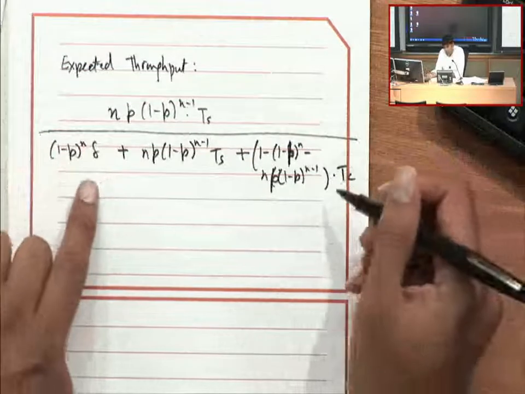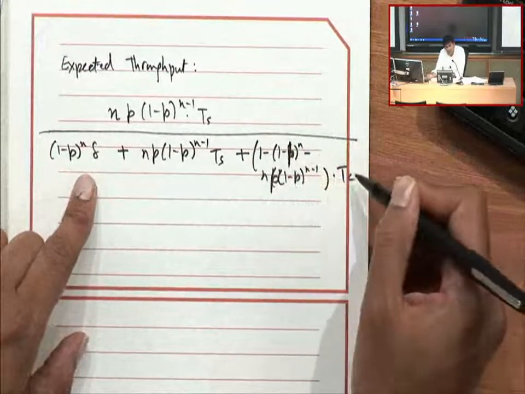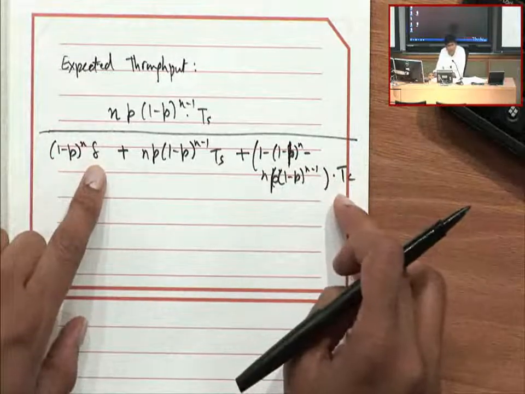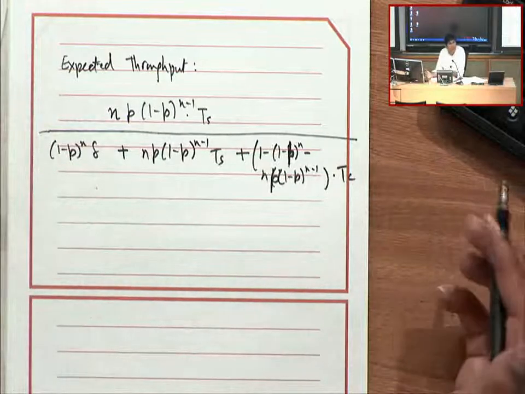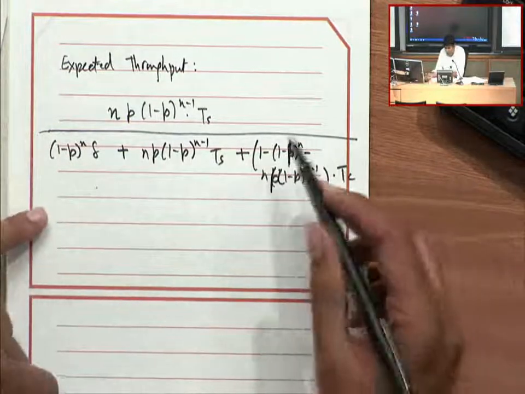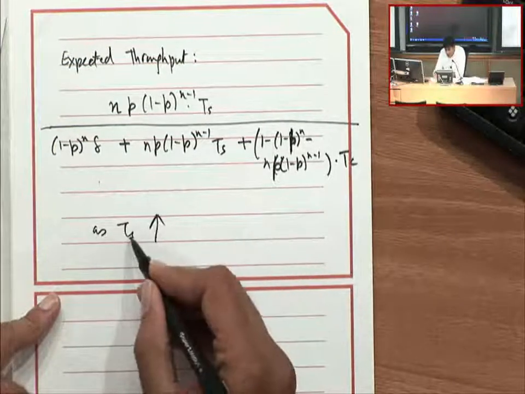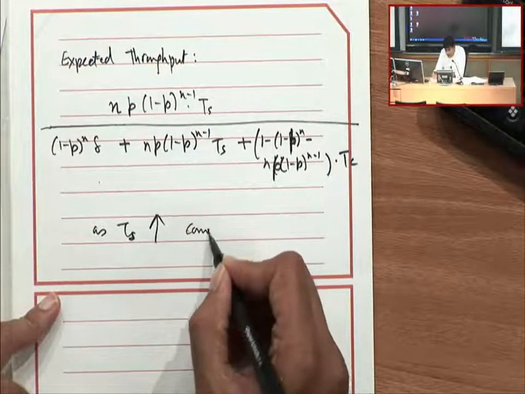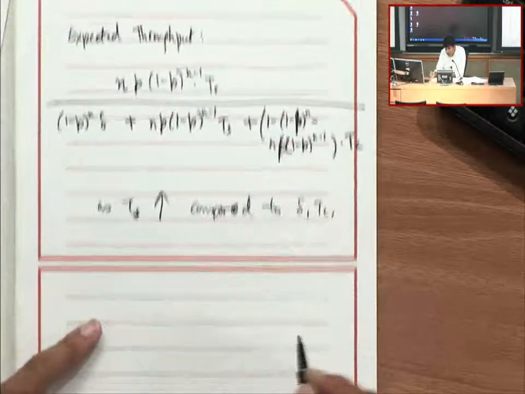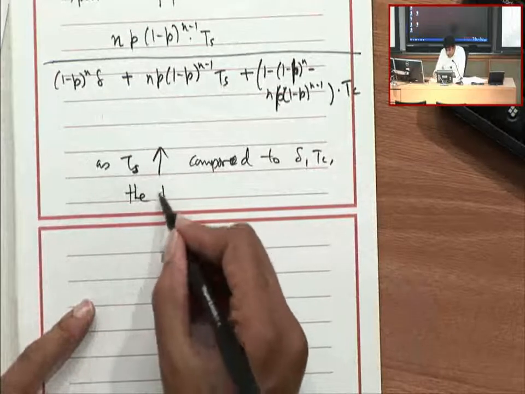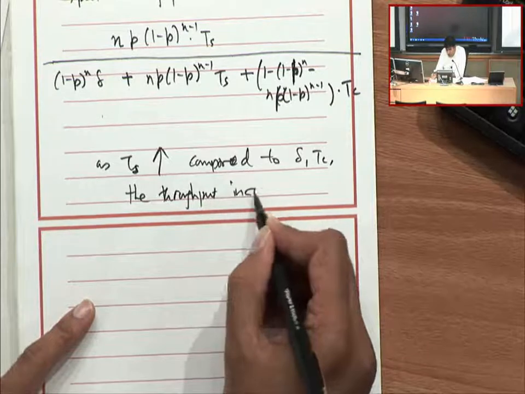So from the throughput expression, you can see that what determines a lot of the utilization is the duration of the idle and collision times. If those could be reduced with respect to the success time, you would get better performance. In general, this gives us the insight that as Ts gets larger compared to delta and Tc, the throughput increases.